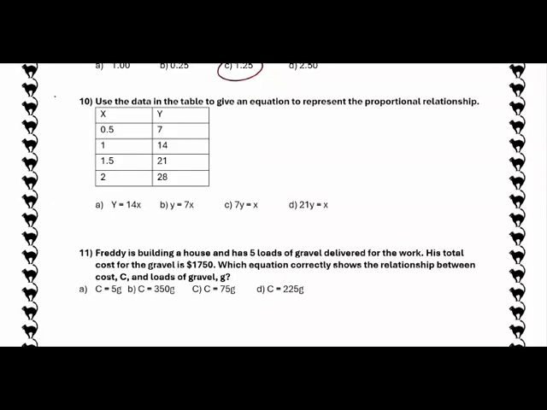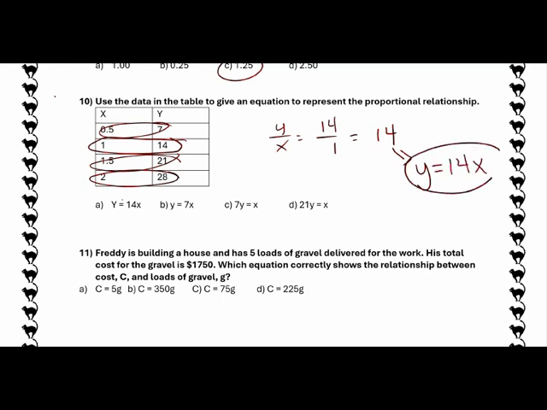Number 10. Use the data in the table to give an equation to represent the proportional relationship. Oh, so I have to find the unit rate and then write an equation. Okay, so pick one. Oh, this one's the easiest. Y over X is 14 over 1. I get 14. No matter which one you pick, you're always going to get 14. Okay, so that means my equation is Y equals 14X, which is A.